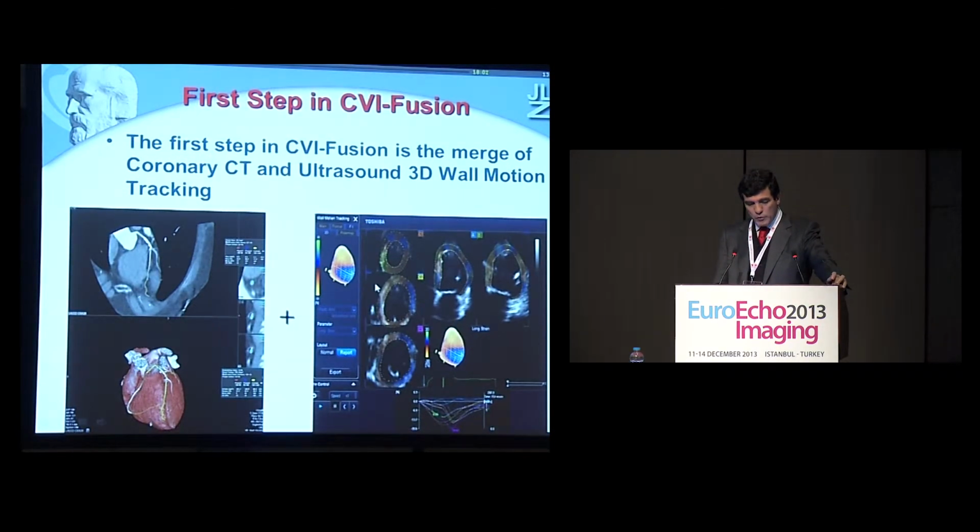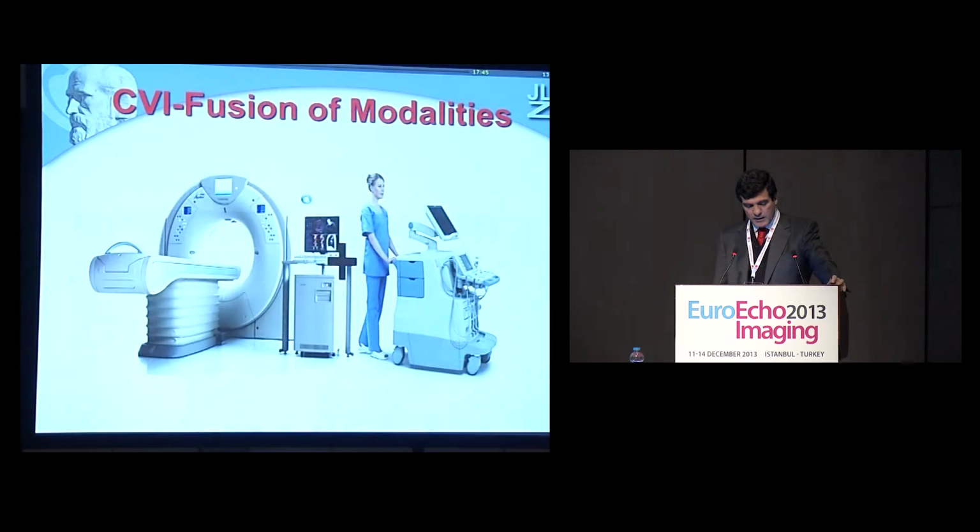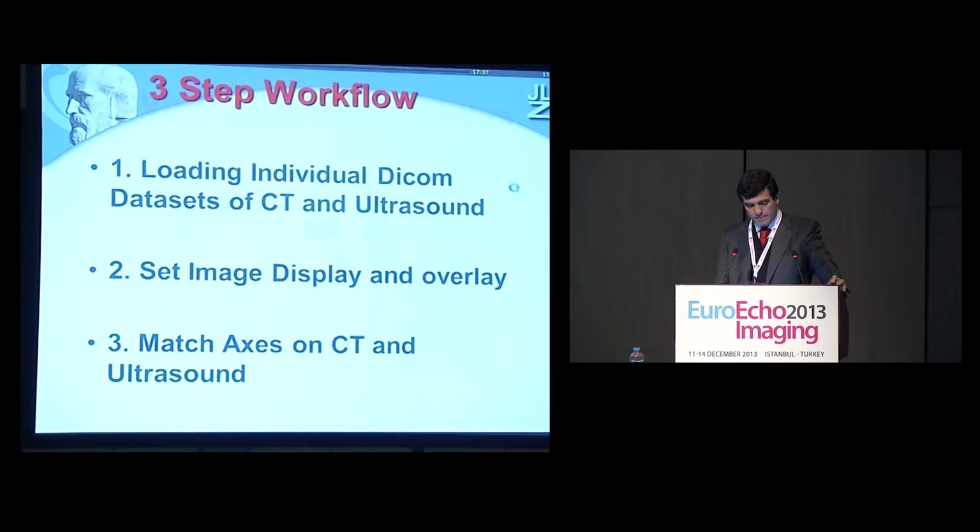So how do we do that? Well, the first step is merging the coronary CT, as you can see here, with the 3D echo, with the information of the wall motion in the different perspectives, and the information with a different perspective of the coronary anatomy. So we need a CT scan and we need a 3D echo, and we merge the information combined by both.